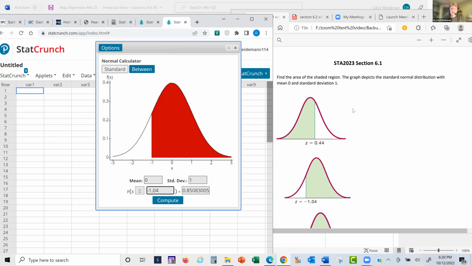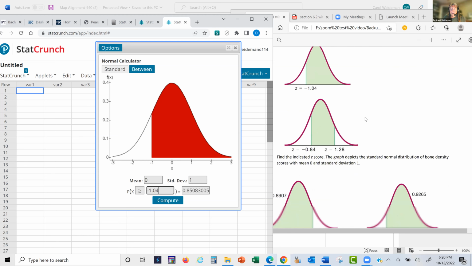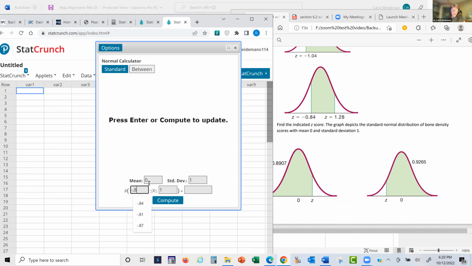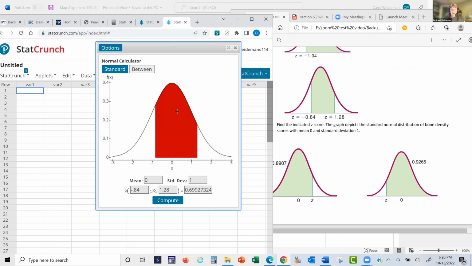All right, now we're going to do a between. So look at the next problem. And you have a little between option right up here on your calculator. So click that. And you're going to put in the one number here. So this is negative 0.84. And this one is 1.28. And then you're just going to click compute. And again, it's going to shade the area just like the picture you were given. So you make sure you're kind of in the right area. And so I got 0.6993. Okay, so that's a between.